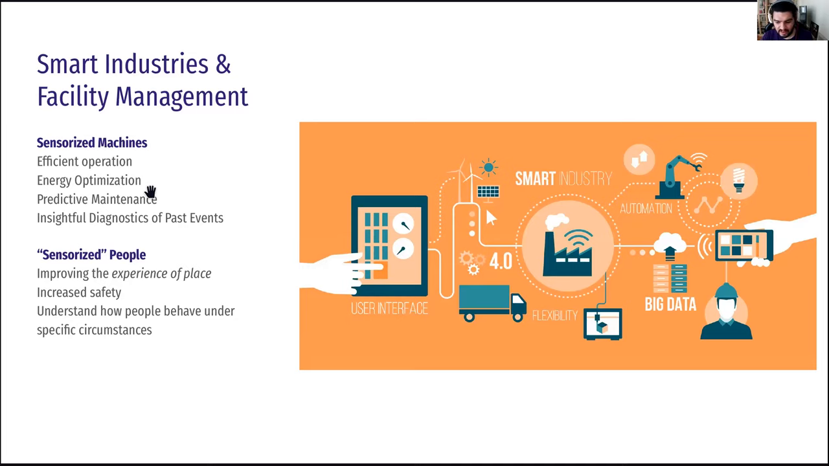And also, what if we have past events that we want to understand? We can use more data to try to get knowledge about what happened so we can prevent it in the future. But also, if you have sensors that give you information about how people use the facility, you can improve the experience of the place. You can make the visit to the place, working there, interacting with others a much more efficient and pleasant experience. You can also increase the safety of the place. And you can also study how people behave under specific circumstances.